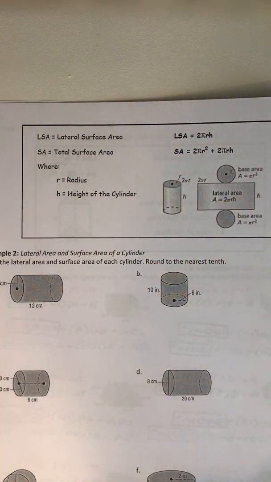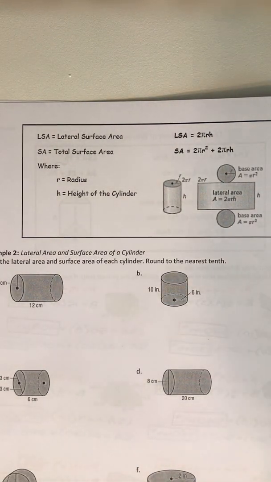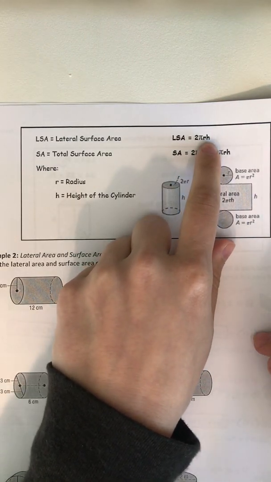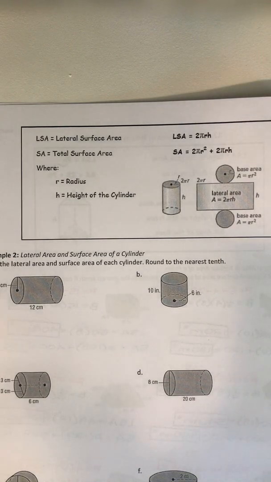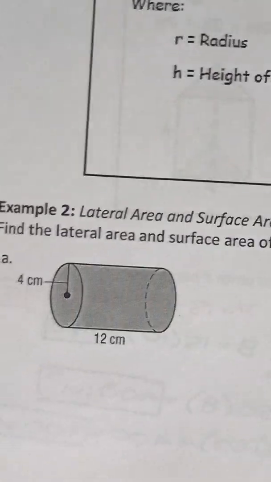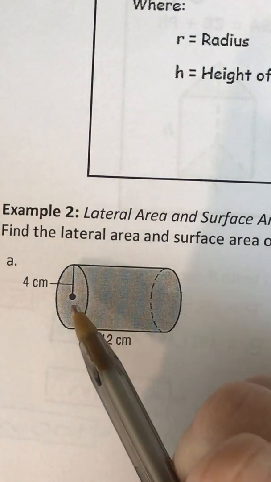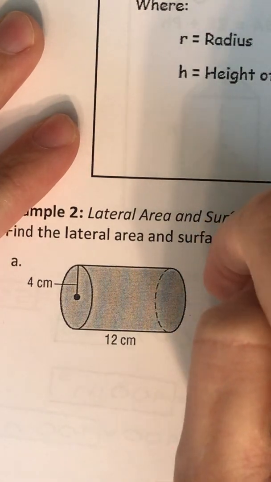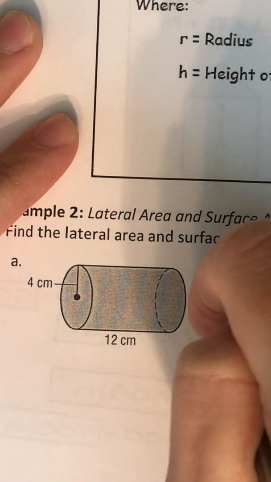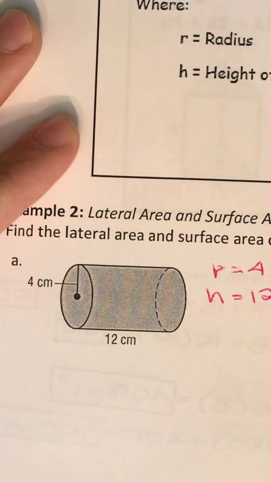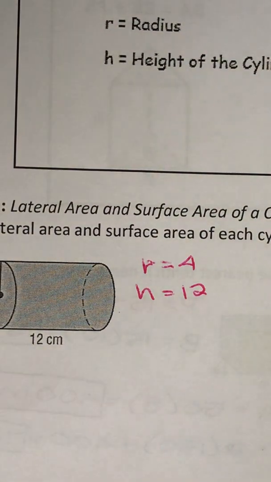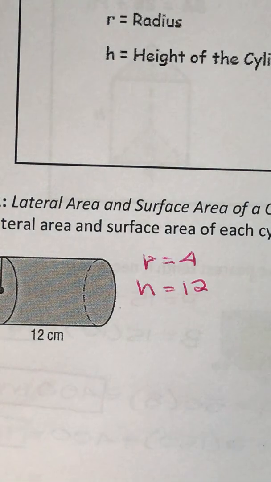So there's no capital letters here. There's no work we have to do prior like we did with the first set of notes. So all we need, our only variables, are r, which is our radius, and h, which is the height of the prism. So let's take a look at the first one. My radius is 4. The height of my prism is 12. Those are my two variables.